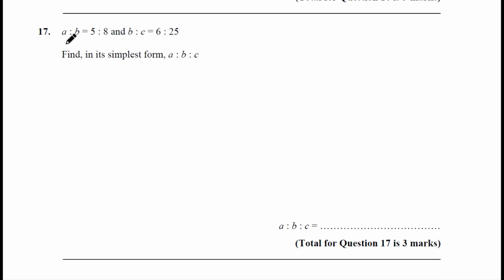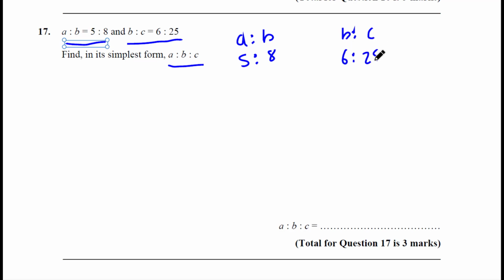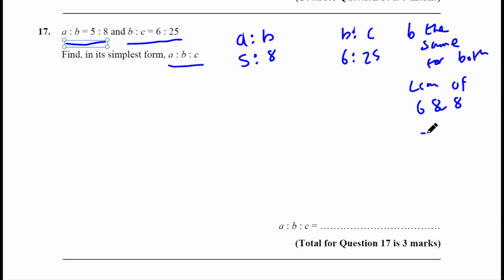Okay, so a nice ratio problem. Students in the past have become unstuck with this before, just because they're not familiar with this type of question. So we've got these two ratios and we need to combine them into the form A:B:C. Now if we look, we have A:B is 5 to 8, B:C is 6 to 25. Now to combine these, we just need to make B the same for both. So find the LCM of 6 and 8, which equals 24.